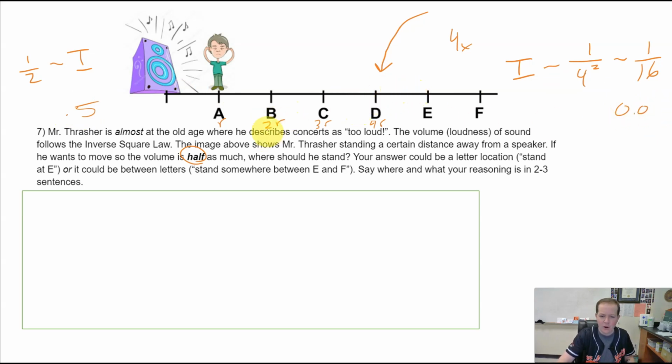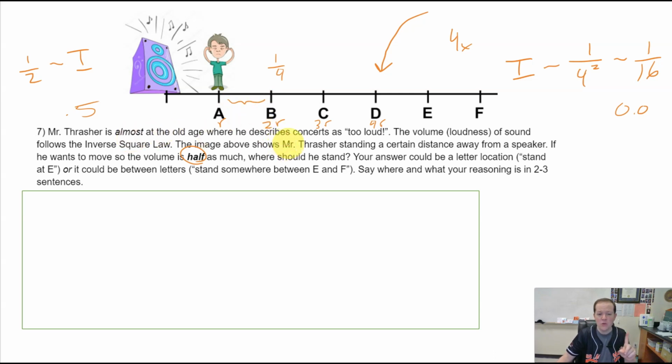So what about right here? If I'm double the distance, that would be 1/4. That also is too low. I only want it to be half as much. Where would I have to stand? Somewhere between A and B. And you didn't have to tell me exactly where you'd stand, but somewhere between A and B.